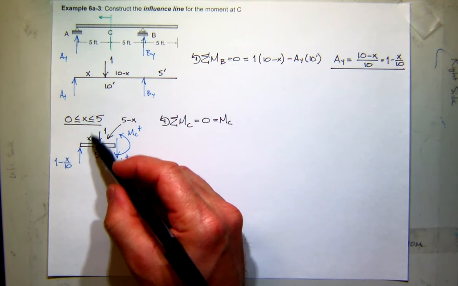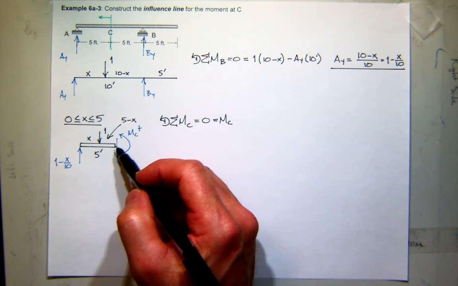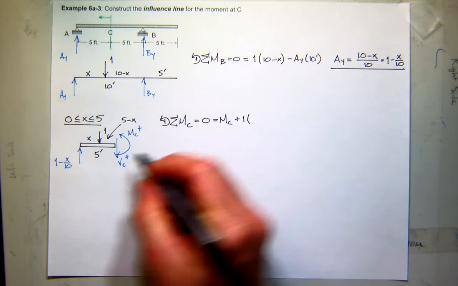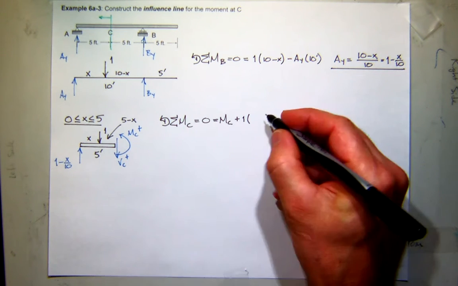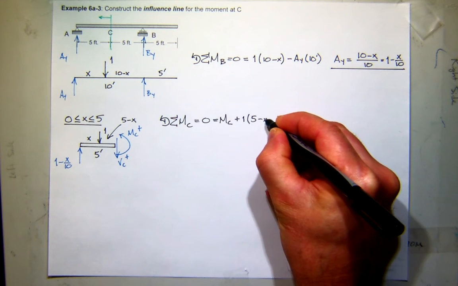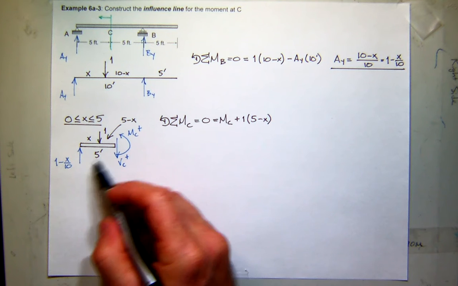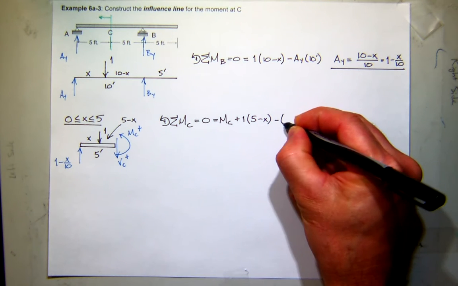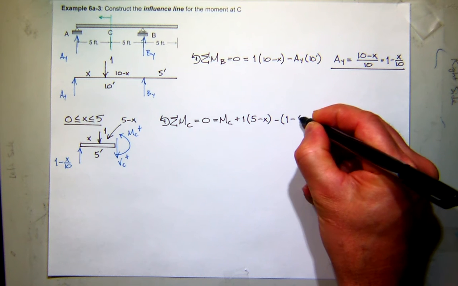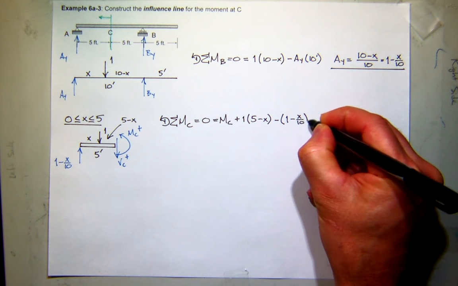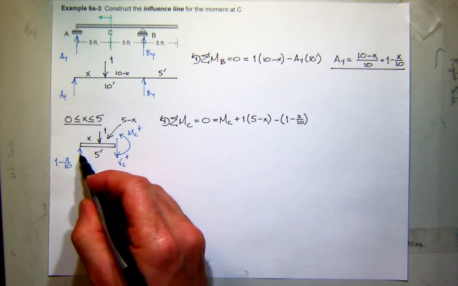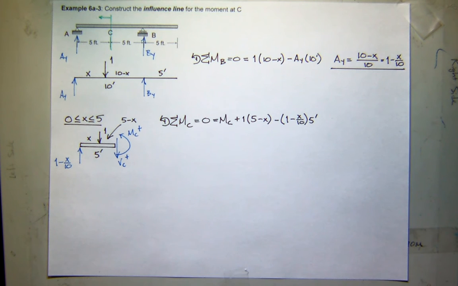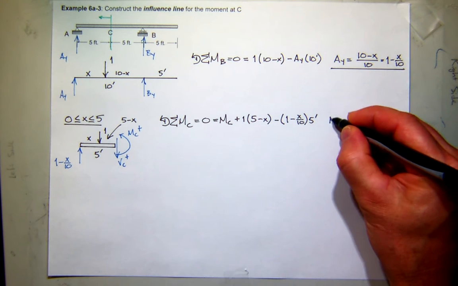The moment due to the unit load about C is also positive. There's the force, and the moment arm is this little distance here, which is 5 minus x. And then I have the reaction, which creates negative moment, 1 minus x over 10. That's the reaction, and it has a moment arm of 5. So now I solve for the moment at C.